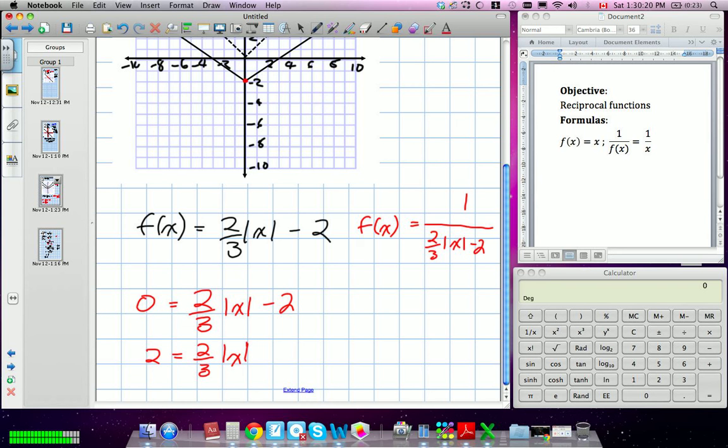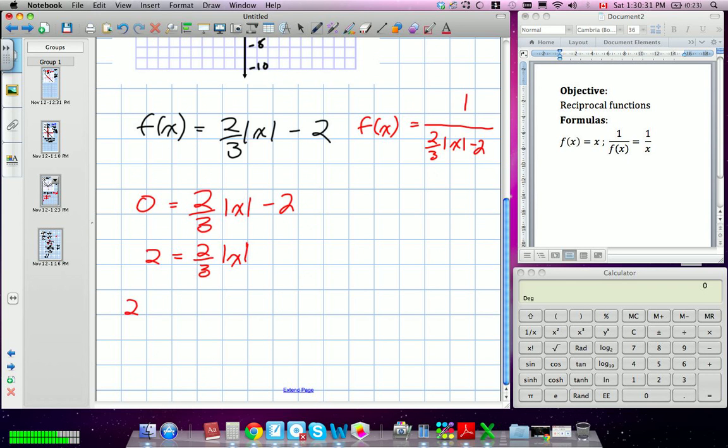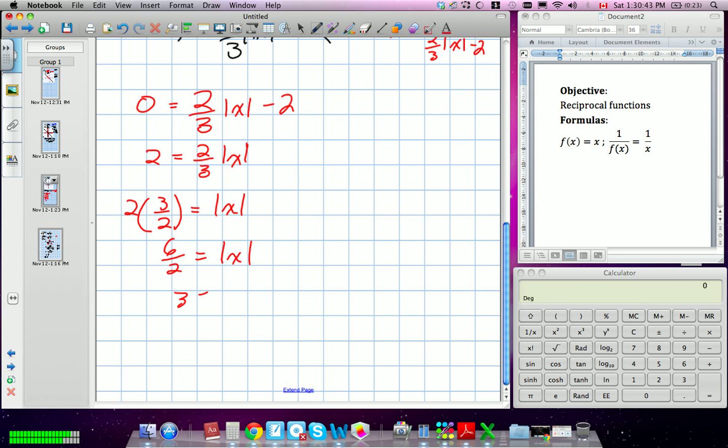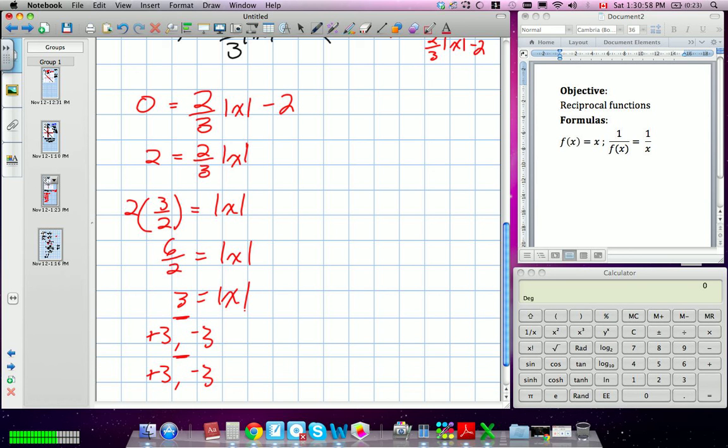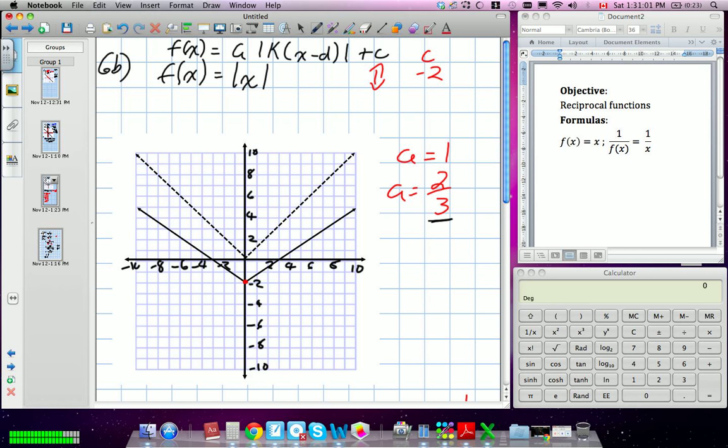Okay, good. So when we flip the fraction, we end up with 2 times 3 over 2 equals the absolute value of x. We multiply through, and 6 divided by 2 gives us 3, the absolute value of x. Because this is absolute, our answer becomes positive or -3, because either one we put in is going to equal positive 3 in absolute terms. Does that make sense? So our vertical asymptotes for this equation, let's do it in green, are going to be positive and -3.